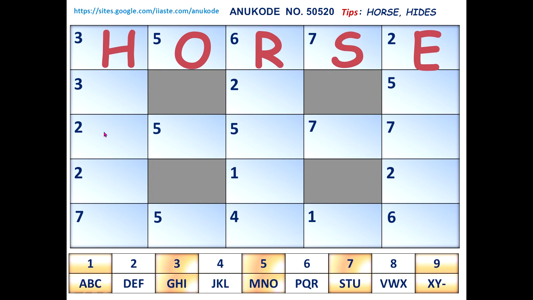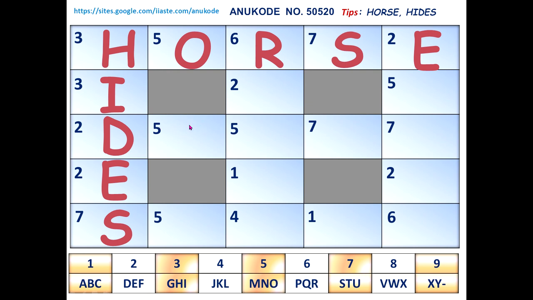Then look for the word hides. Hides, we know there's already H here. There is a 3 here, and the 3 can be G, H, or I, which means then there's an I here. And then it follows that this is D, this 2 is E, and this is an S. That's the word hides.